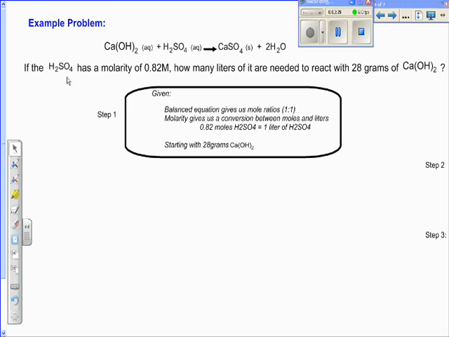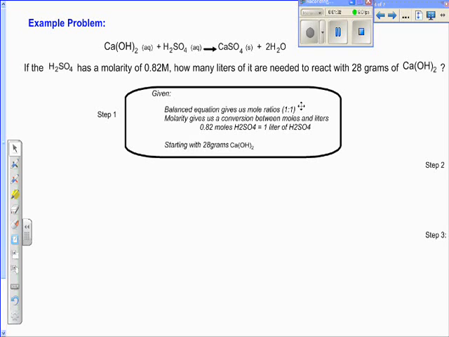If you look, we're using the sulfuric acid, which is here in our equation, and we're using the calcium hydroxide, which is right here. So we're using both of the reagents. So if we look, the coefficient is 1 in front of the calcium hydroxide and 1 in front of the sulfuric acid. So that's why our mole ratio will be 1 to 1.